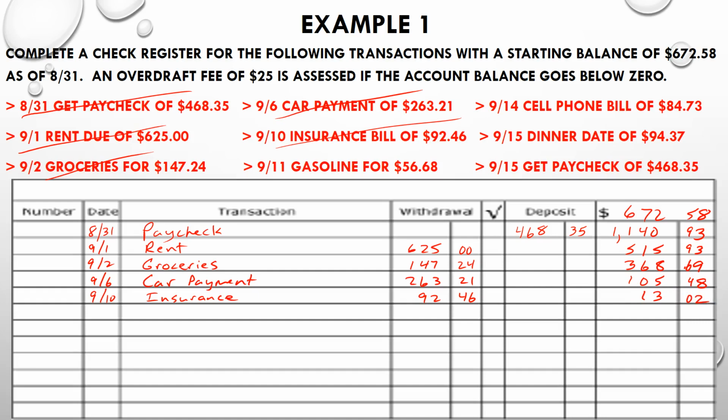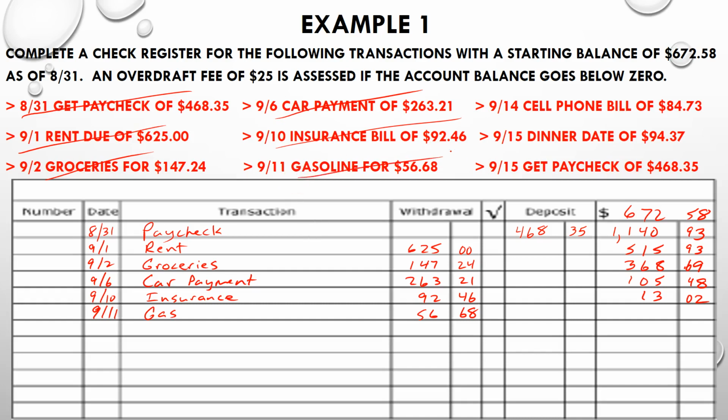Okay, so now I don't have a whole lot of money left. All right, so now we got to be careful. So we only have $13.02 in our account. Now, I know that that's how much I have in this account because I've been filling out my check register. If I have not been filling out my check register, I might not really know exactly how much money I have in my account. And I might make a mistake like going to the gas station and getting gas, right? So look what happens on 9/11. On 9/11, I go to the gas station and I get gas for $56.68. Okay, well, that's a problem, right? I only have $13 in my account. Right? How am I going to get $56?